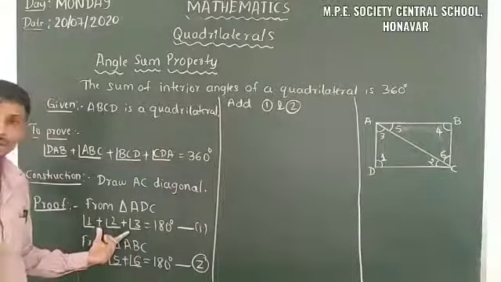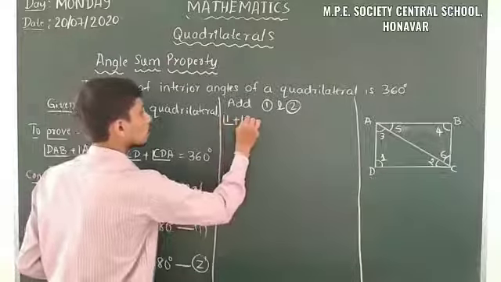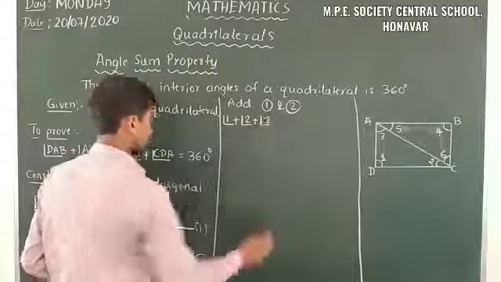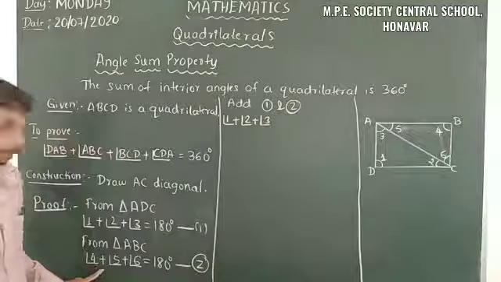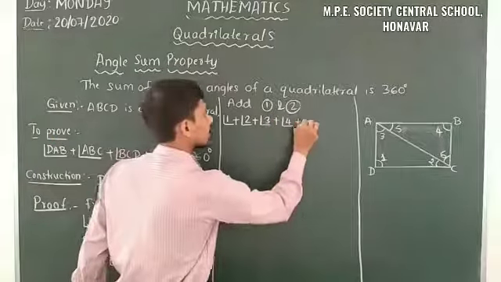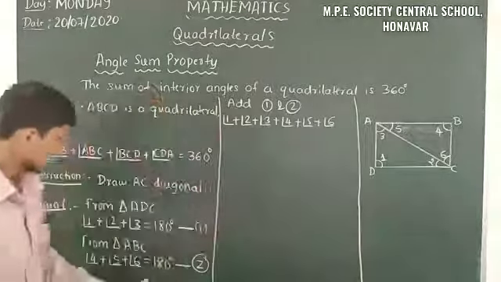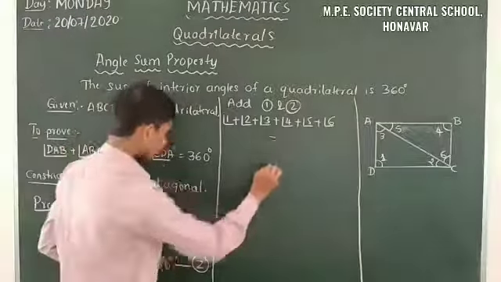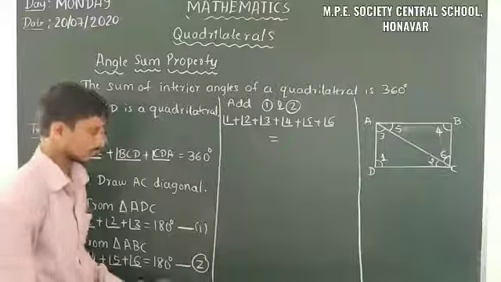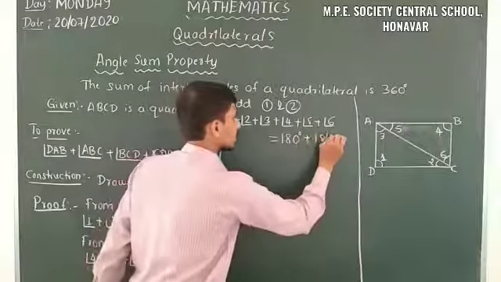Firstly I will write the left hand side of equation 1, that is angle 1 plus angle 2 plus angle 3. Then angle 4 plus angle 5 plus angle 6. This is the left hand side of the equation. Then the right hand side is equal to 180 degrees plus 180 degrees.